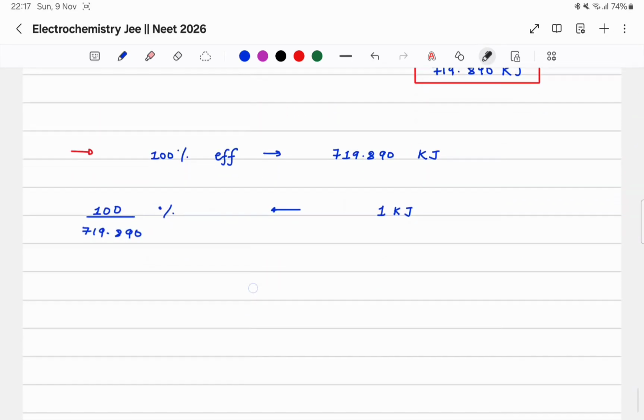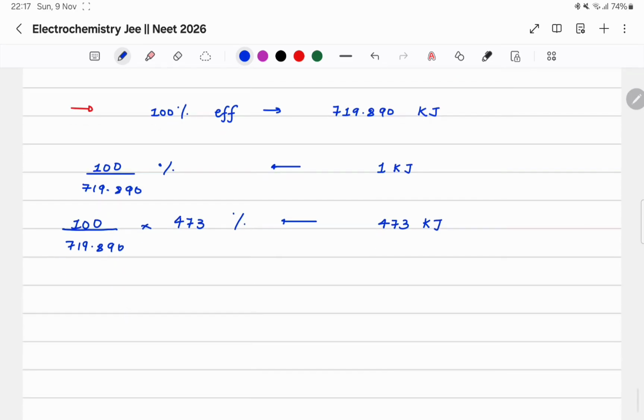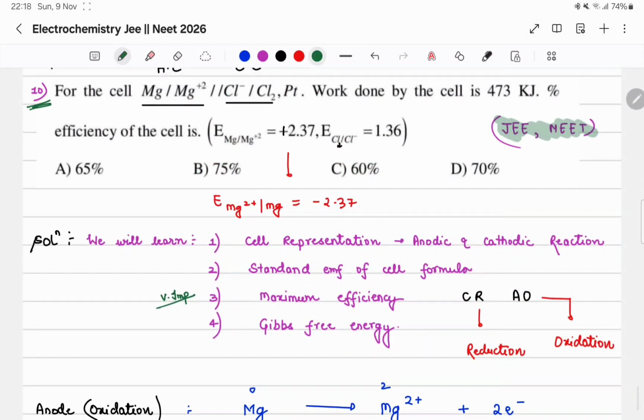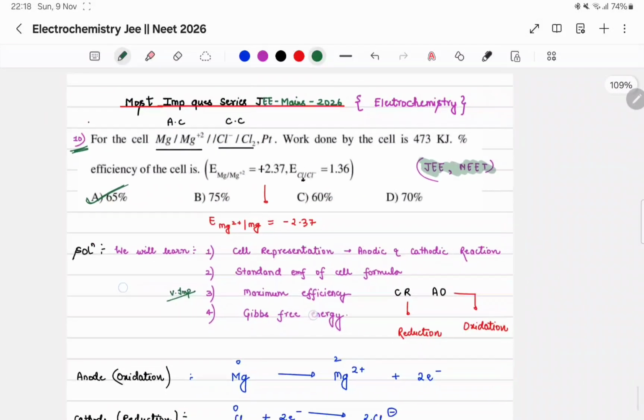So for 473, I just need to multiply. So I will be writing 473 kilojoule. It will be 100 divided by 719.890 into 473 percent. When you solve, it will come approximately 65%. You can check it for 473 kilojoule, right? So finally we came to the answer. That is how much percent? 65%. So let's mark the answer. Our answer is 65%.